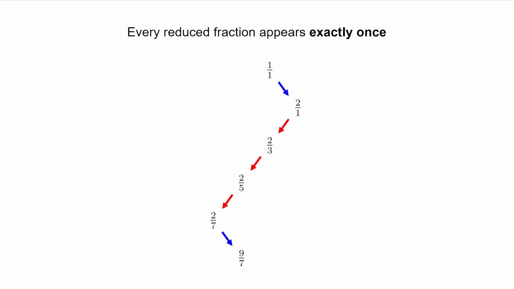So 9/7 is in the Calkin-Wilf tree, and since we constructed the unique path to 9/7, it must appear exactly once. Of course, there's nothing special about 9/7. The argument applies to all reduced fractions. This completes the two proofs.